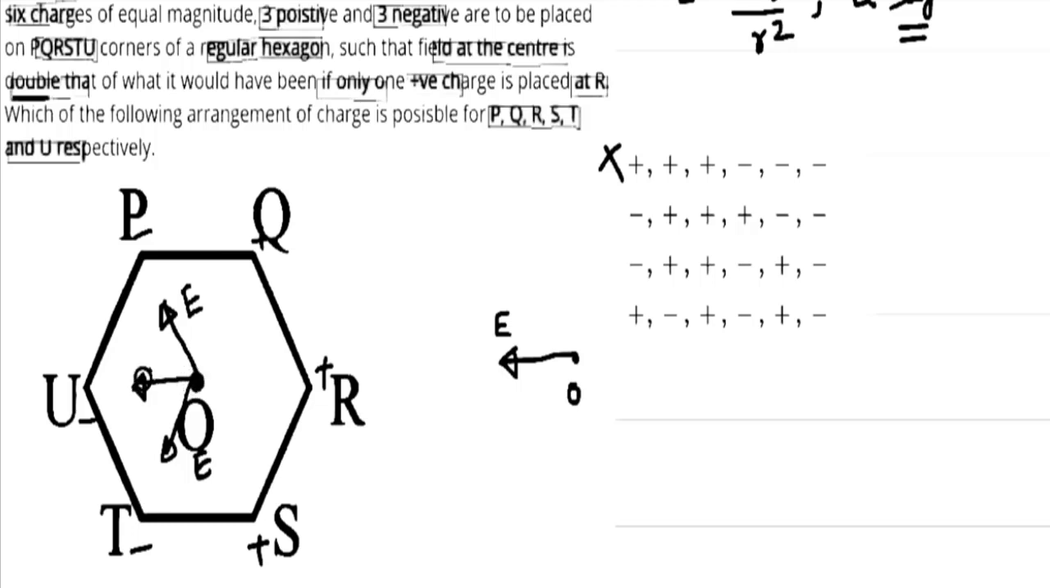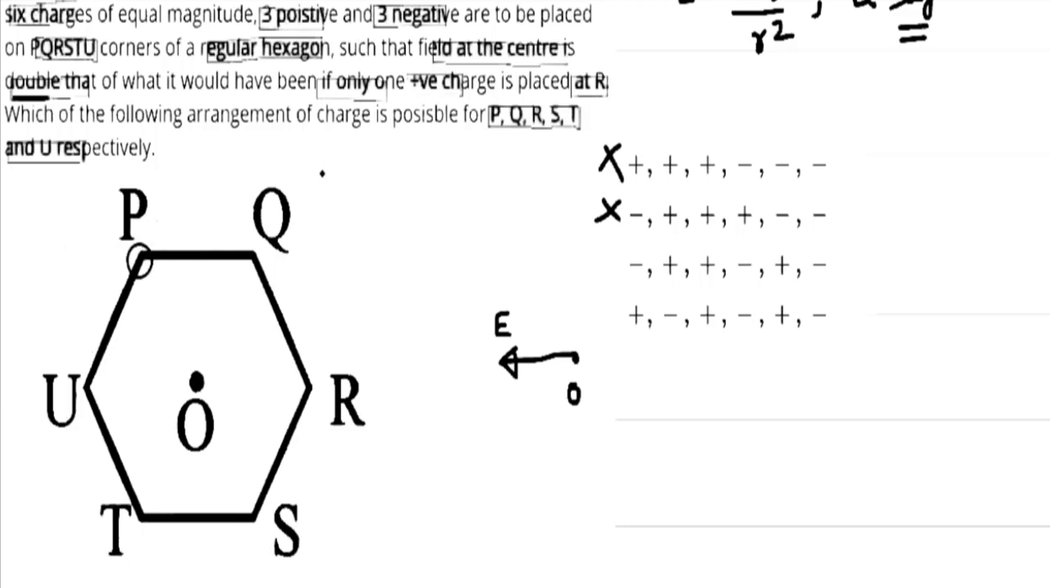Due to R the electric field will be in this direction, due to S the electric field will be in this direction, due to T the electric field will be in this direction, and due to U the electric field will be in this direction. And obviously at O the net electric field is not equal to 2E, so this option will also be wrong. Now let's talk about option C.